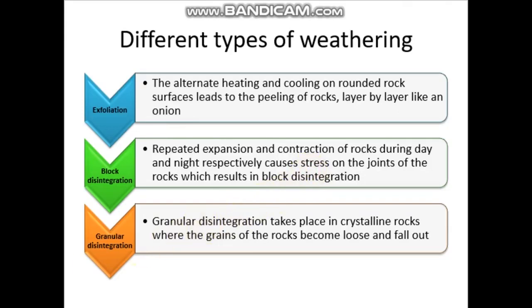Next one is the granular disintegration. What do you mean by granular? It is minute small pieces of rocks, or rock changing into sand. Granular disintegration takes place in crystalline rocks. In what type of rock can we see this granular disintegration? We can see this granular disintegration in the crystalline rocks, where the grains of rocks become loose and fall out.